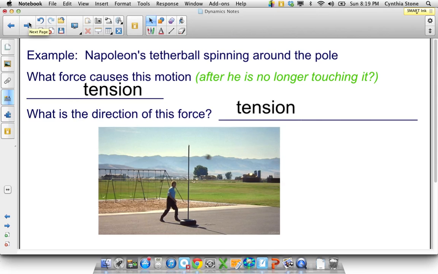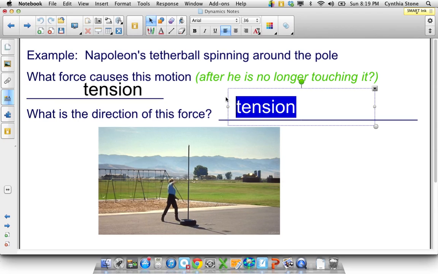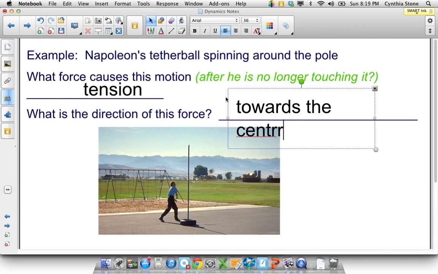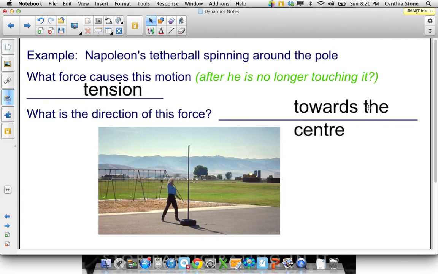Oh, duh, towards the center. So it is upward as well, but that upward part of the force is just keeping it from falling to the ground. It's the horizontal part of the force that causes it to move in a circle. Okay.